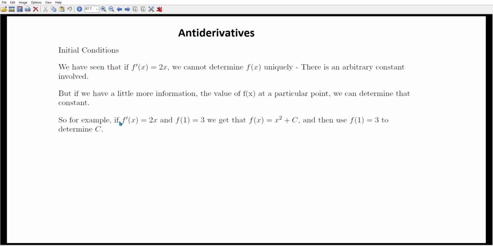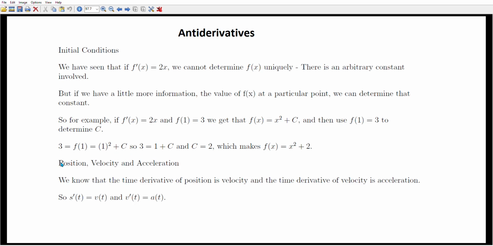If we knew, for instance, that f prime of x was 2x and f of 1 was 3, the general antiderivative of f of x is x squared plus c. And then we're going to use the fact that f of 1 equals 3 to determine c. We just plug in 3, which is f of 1, but now we know f of 1 looks like 1 squared plus c, so 3 equals 1 plus c, and c equals 2, and that makes our antiderivative x squared plus 2. By the way, this f of 1 equals 3 is called an initial condition. It tells you the value of the function at a particular point.